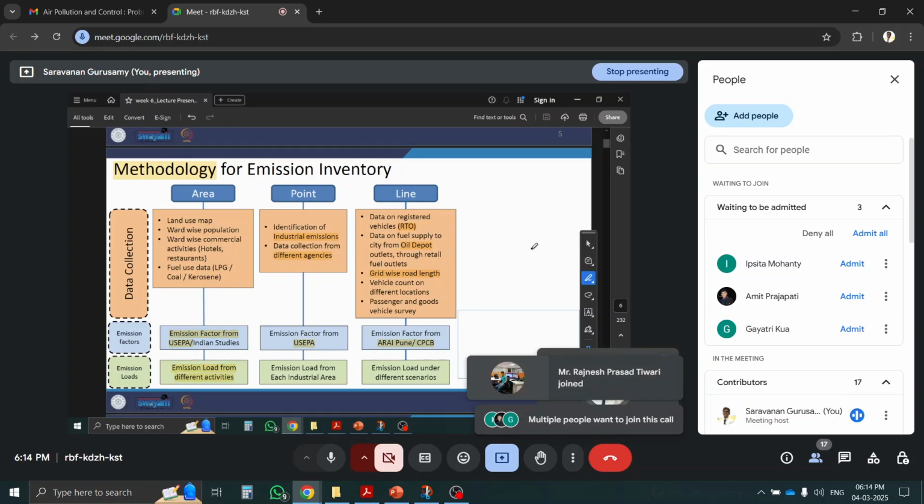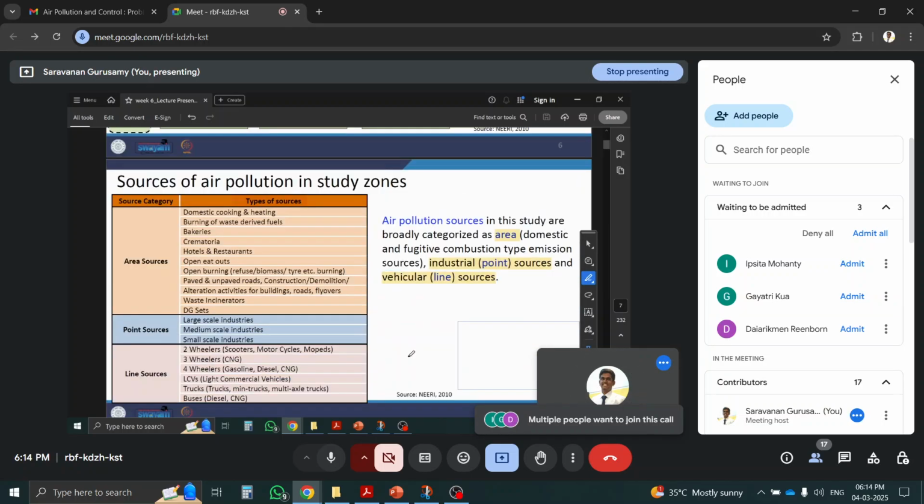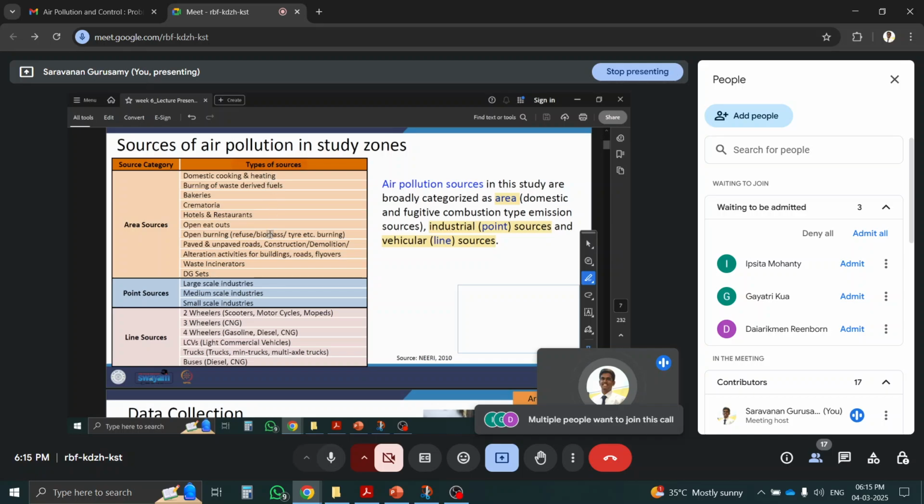The point source data was collected from industrial emissions and different agencies, and the line source data was collected from the RTO because it's from the vehicular emissions, and also from the oil depot and the gridwise road length. These are all the data required for line source emission inventories. And the emission factor was taken from the CPCB and the ARAI Pune. You can see what types of sources they have considered for area sources, point sources, and line sources.